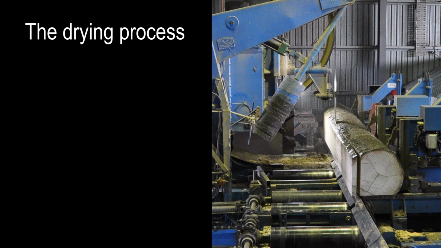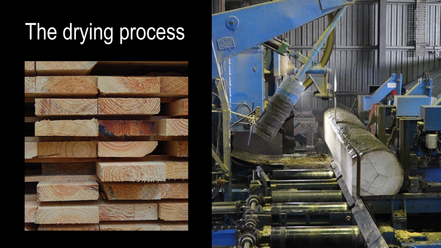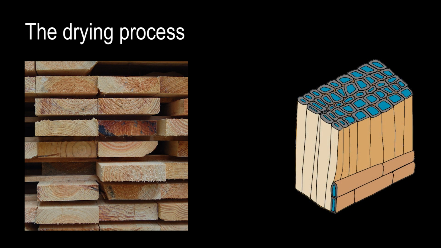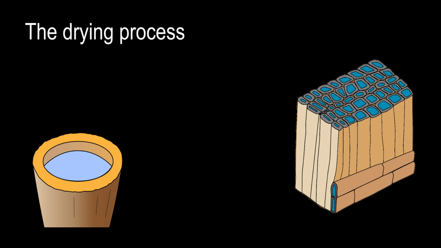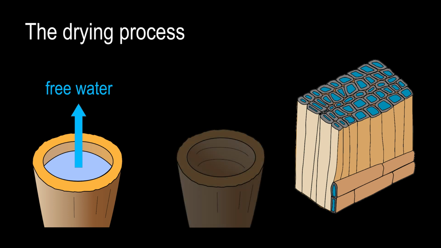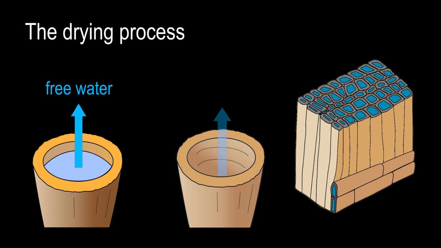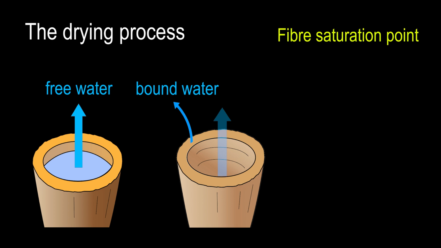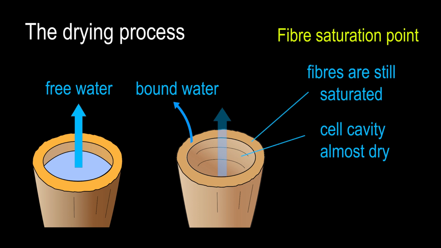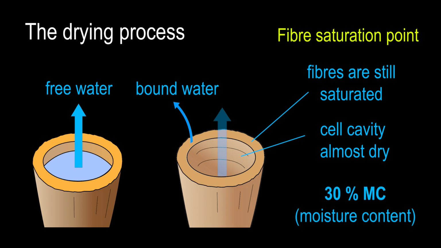When a log is freshly cut, the fibres contain a great deal of water, both in the cell cavities and the cell walls. Since the moisture in the cavities is free to evaporate, it's termed free water. As the wood dries, the moisture continues to evaporate until the cavity nearly dries out, after which the bound water contained in the cell walls begins to evaporate. This point is called fibre saturation point, because the fibres are still saturated, even though the cell cavities are now almost dry. On average, this occurs in most species at around 30% MC.